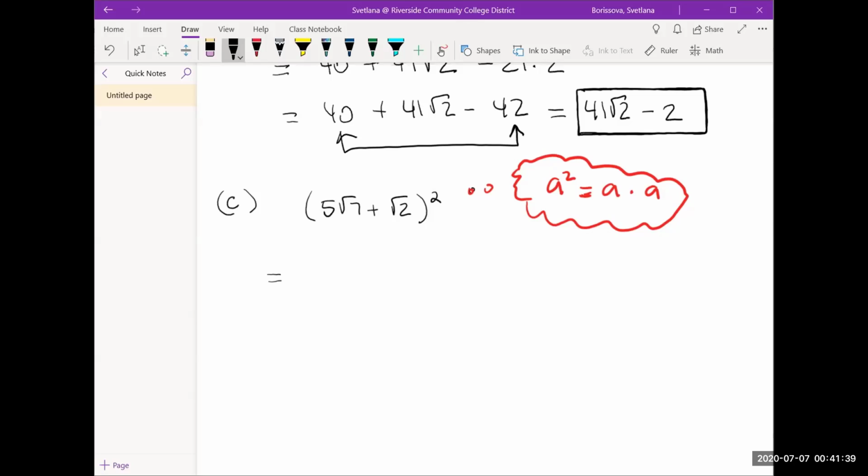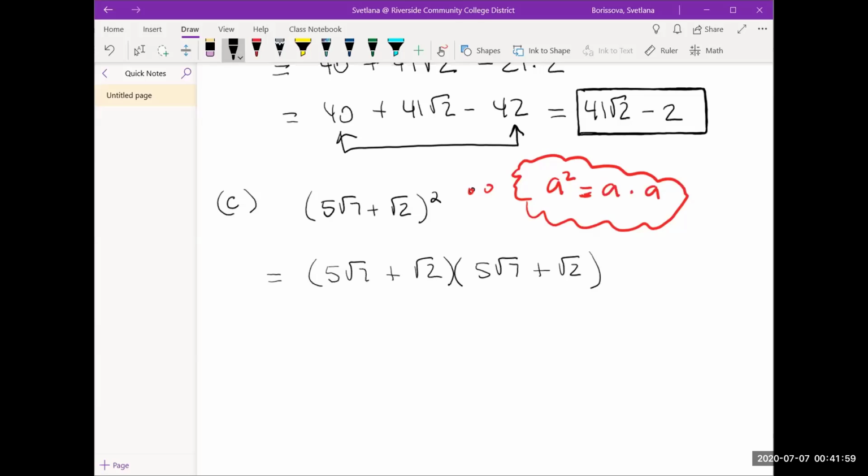So if I have an expression squared, it means that I have to take that expression and multiply it by itself. So that's going to be the first step that I'm going to write. That's the approach I'm going to take. It's like literally writing that expression twice.